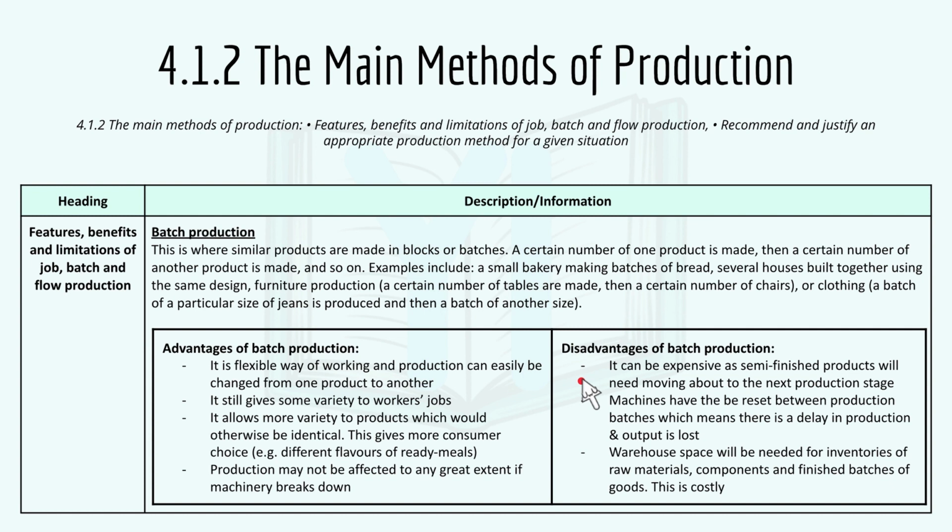But disadvantages of batch production include it can be expensive as semi-finished products will need moving about to the next production stage. Machines have to be reset between production batches, which means there is a delay in production and output is lost. And warehouse space will be needed for inventories of raw materials, components, and finished batches of goods, and this is costly.